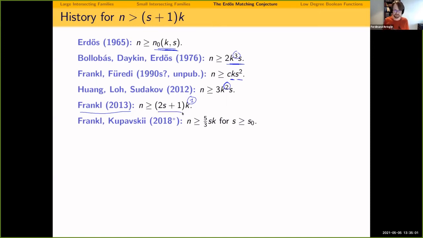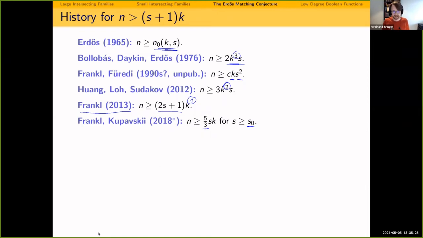And if you don't care about small s, then Frankl and Kupavskii did show that you can find some universal constant. Is it universal? Maybe it depends on something, but when s is larger than that, then you can actually have a factor of 5/3 here.